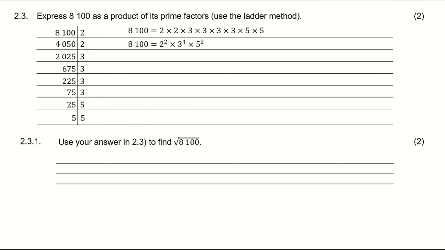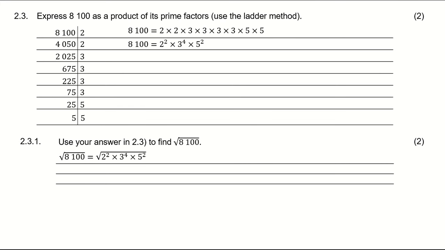Now, in 2.3.1, they want us to use our answer in 2.2 to find the square root of 8,100. I will write the previous prime factors written in exponential form inside that square root, the ones that I got in 2.4. Now, when we have the square root, it tells us that we need to take the exponents and divide them by 2. The first exponent is 2. 2 divided by 2 will give you 1. So we'll be left with 2 to the exponent of 1.